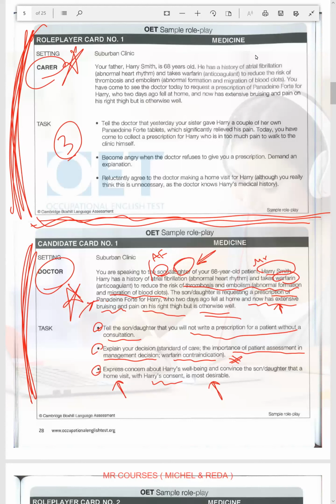Okay. So how many role plays? How many cards are given to us? You will be given two cards for two role plays. The speaking is like before OET. Okay, 2.0 is the same speaking as the previous OET until September.